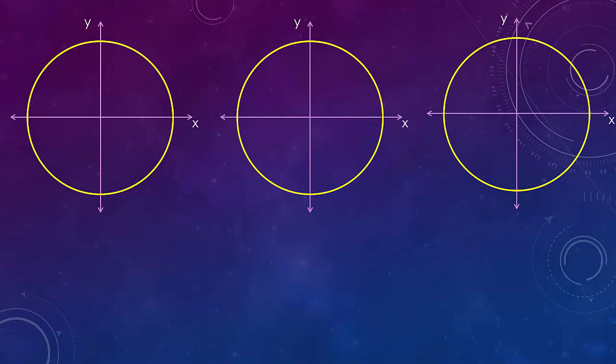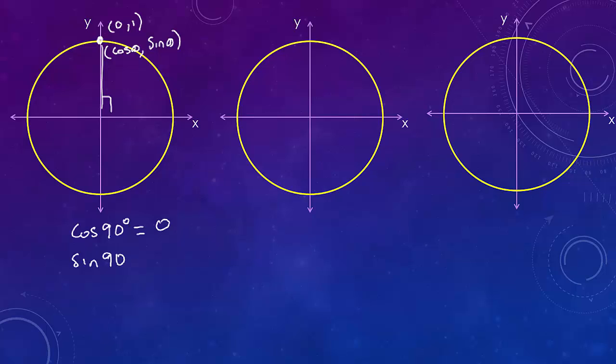So if we were at this point here, which we know has coordinates 0, 1, and then think about the fact that this is cos theta, sine theta, the angle here would be 90 degrees. So that tells me that cos of 90 degrees is equal to 0, and the sine of 90 degrees is equal to 1.